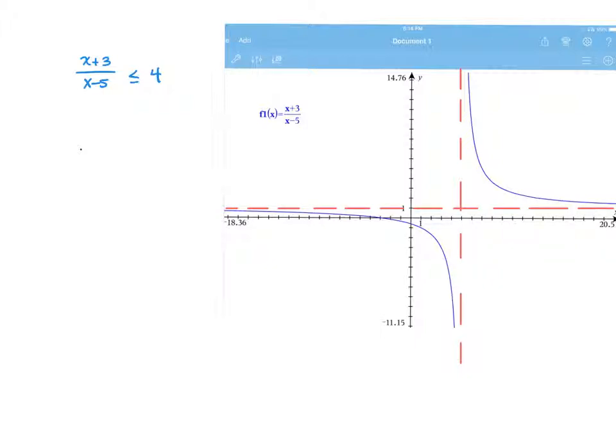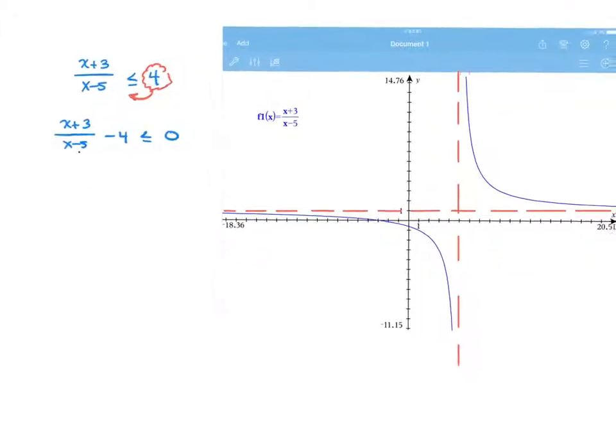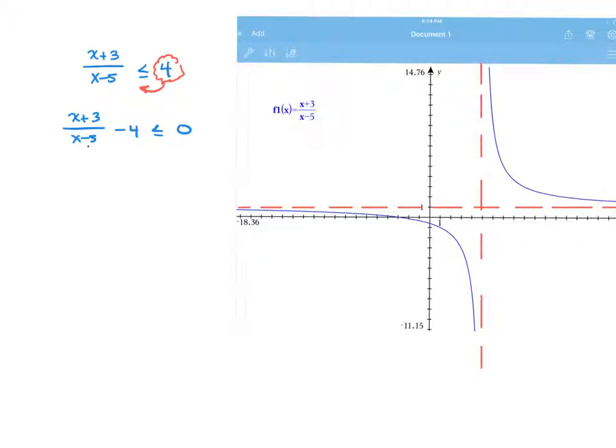So what you want to do here, so you can solidify your answers, is take this 4 and move it over here, and then create one rational expression. So when I move it over there, I get this new expression: x plus 3 divided by x minus 5, minus 4, is less than or equal to 0. So now I'm starting to get this thing less than or equal to 0, but right now I don't have a function. I have two things being subtracted, and to be a function, I just need one expression. So the one rational expression that I want, I need to combine them.